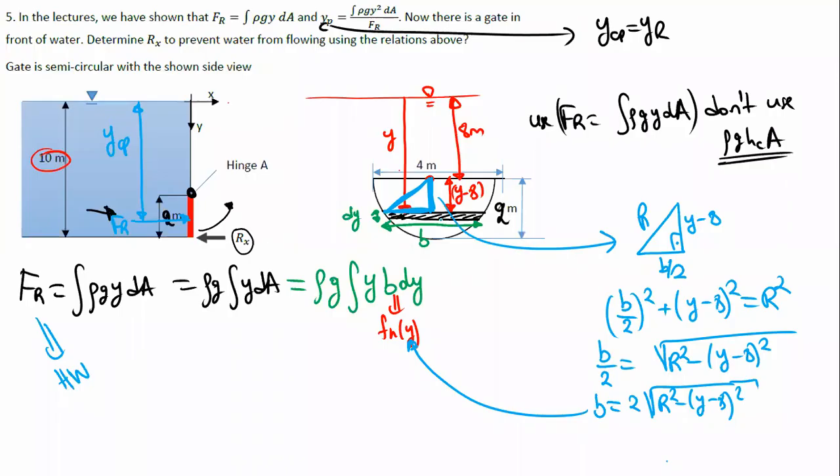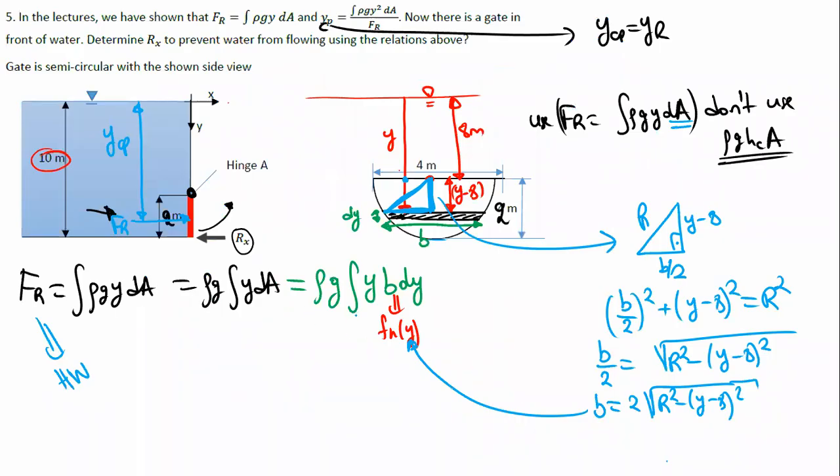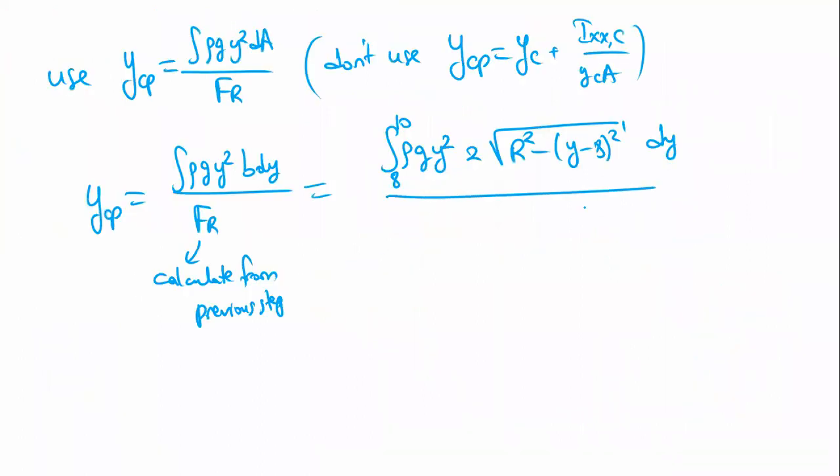And now comes the y axis. You can see the y axis goes from this part to that part. Since I'm integrating on the dA surface, I will take y from 8 to 10 meters. So the limits of the integral are 8 to 10. Similarly here, the limits of the integral are 8 to 10, and this one is divided by the FR. So this one will be a homework question for you.